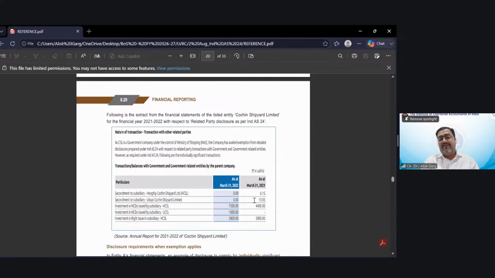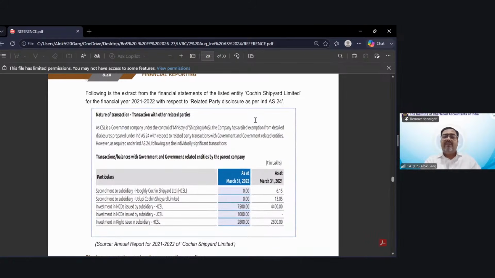See the real life example. The following is the extract from the financial statement of listed entity Cochin Shipyard Limited. It's a government entity. For the financial year 21-22, with respect to related party disclosure as per Ind AS 24, what they have written: nature of transaction, transaction with other related parties.